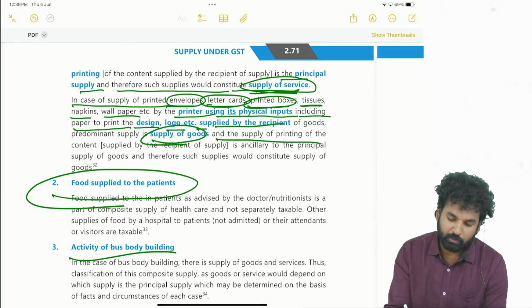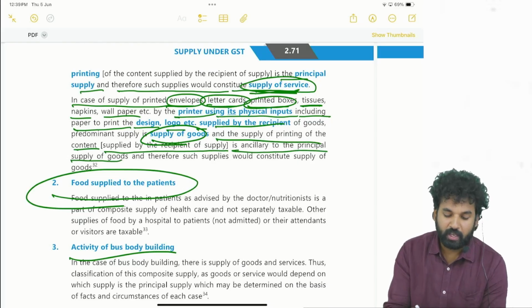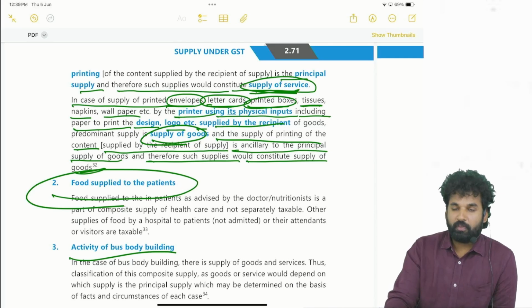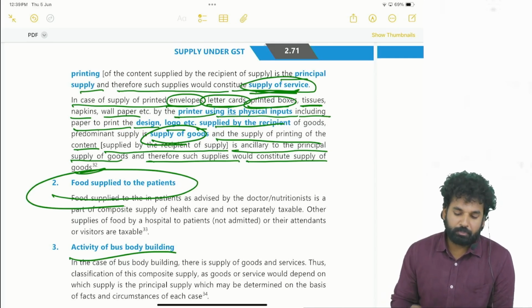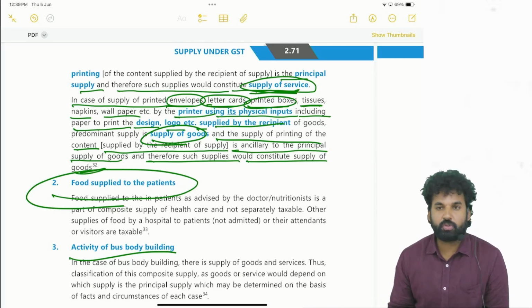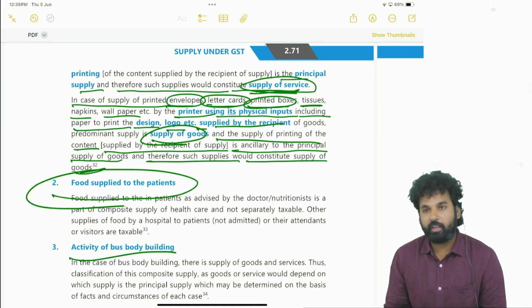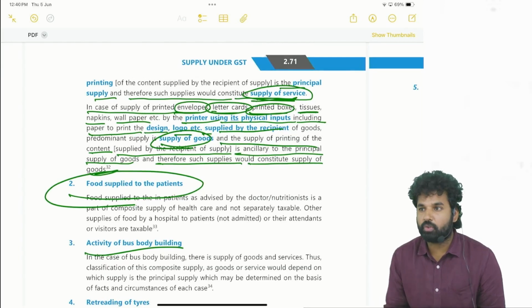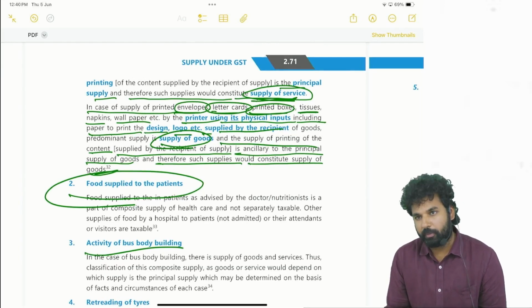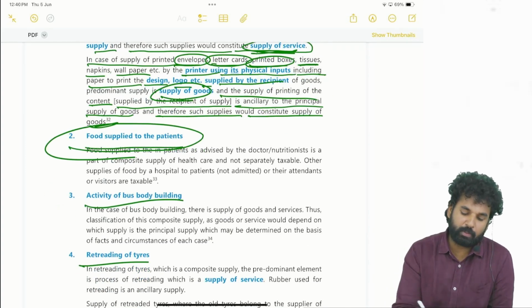The supply of printing of the content supplied by the recipient is ancillary to the principal supply of goods, and therefore such supply would constitute supply of goods. So with respect to envelopes, letter cards, printed boxes, tissues, napkins, wallpapers, the material is most important, hence the main supply is supply of goods. That is the principal supply, and printing is ancillary. In the first case, with respect to books and pamphlets, content is more important, and hence printing is the supply of service.